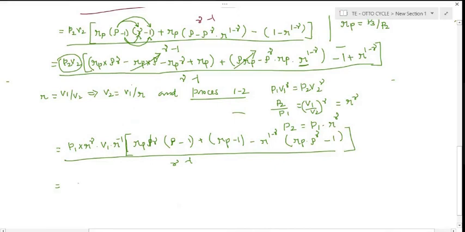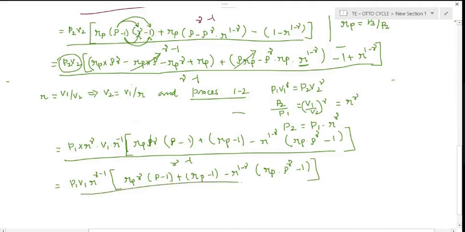So you can rewrite the equation: P1 V1, base is common, so r power gamma minus 1, into RP gamma into rho minus 1 plus RP minus 1 minus r power 1 minus gamma into RP into rho power gamma minus 1, right? The whole divided by gamma minus 1. So this is the work done calculation of a dual cycle.